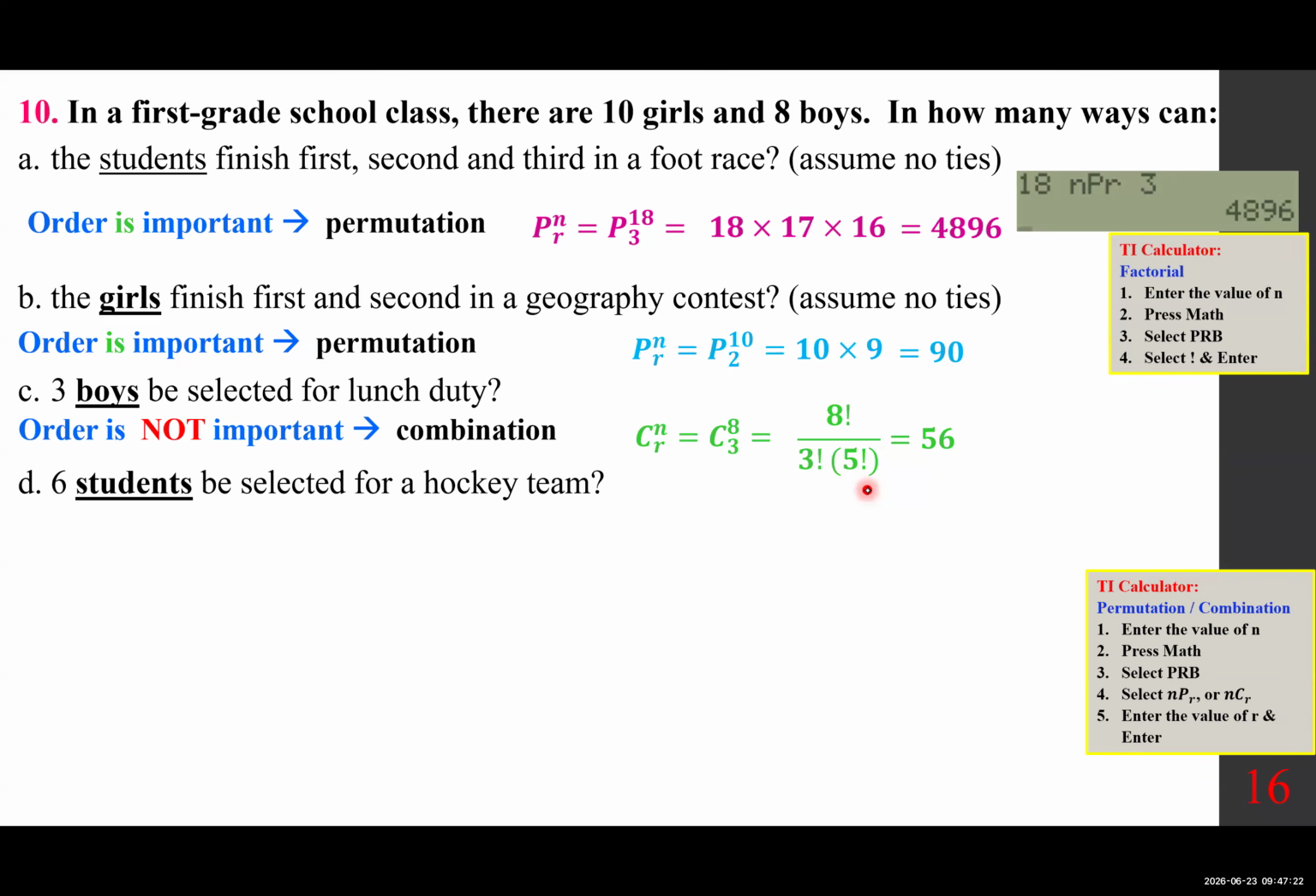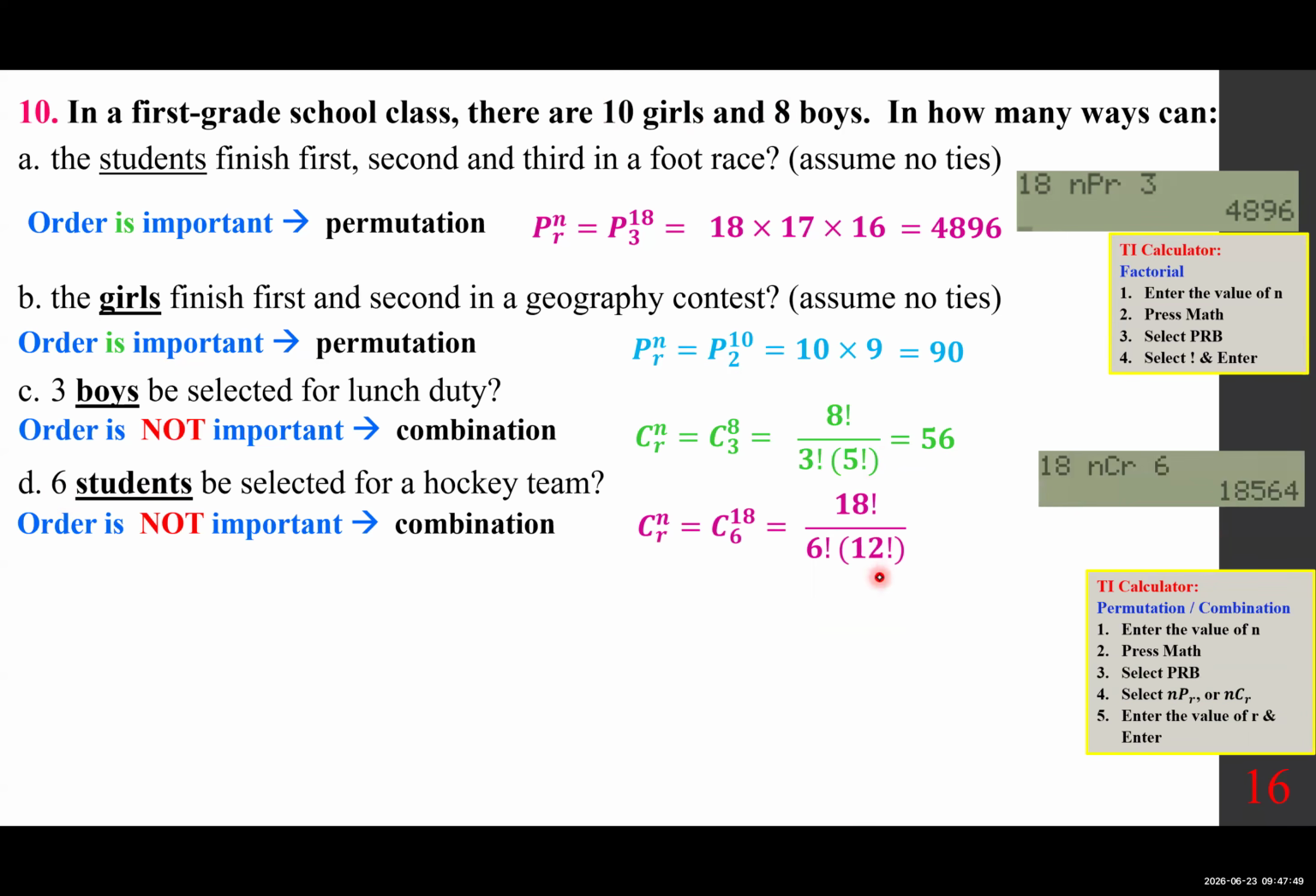Six students be selected for a team. Doesn't matter, hockey team or anything. Okay. And obviously, order is not important. How many students? 18. Total of 18 students. How many do we need? So that's n is 18. What about r? 6. So combination of n, r, C(18, 6). 18 factorial over 6 factorial times 12 factorial will do the job. 18 nCr 6 gives you this number. And there you have it.